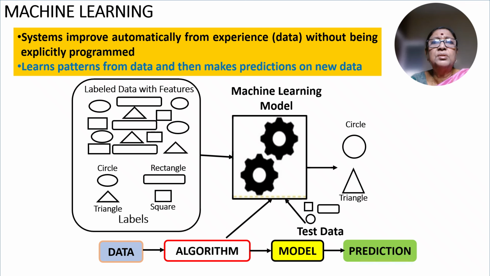I'm not going to go into more detail here. It's a very surface level flow. So you have data, you have an algorithm operating on the data to create a model. Then you give this model new data, it will make a prediction. Okay, now you come to the next one, which is deep learning.